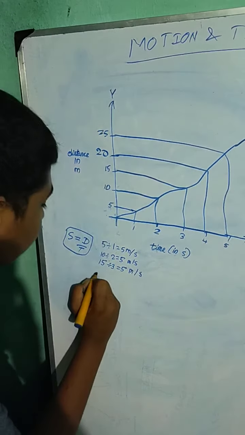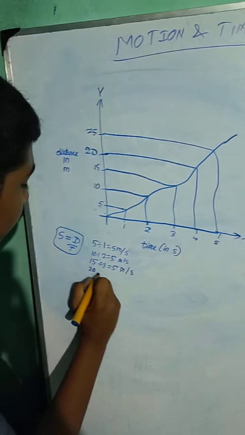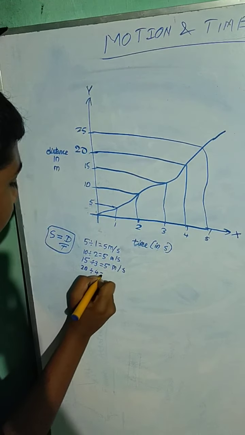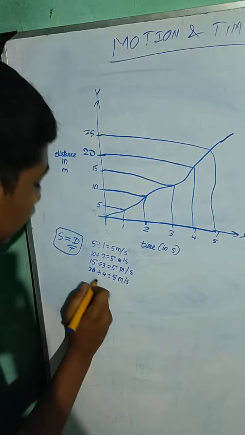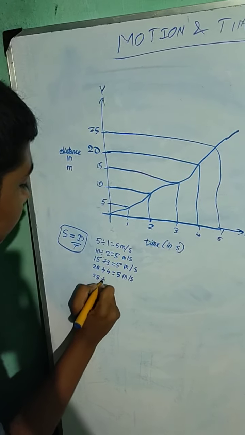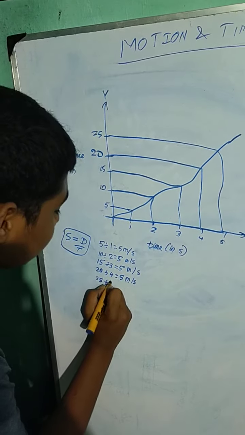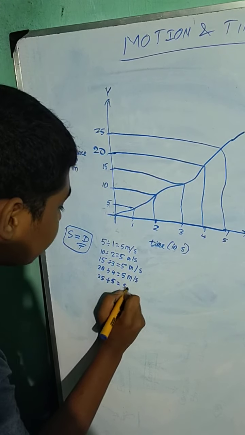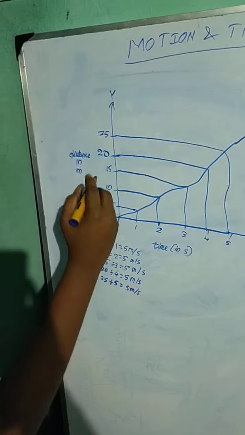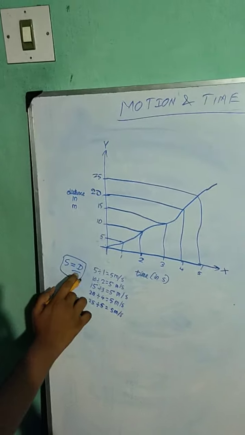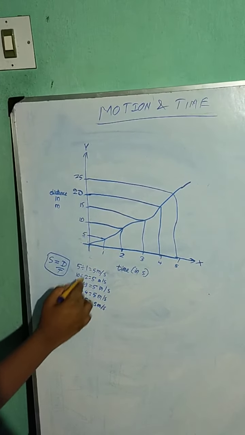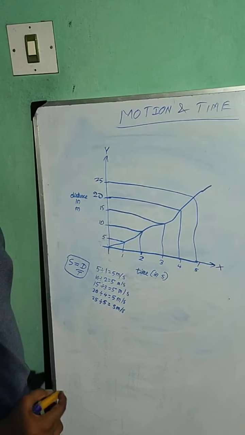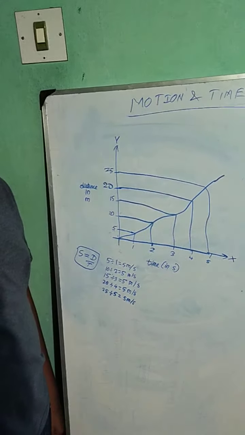Again 20 meters, 4 seconds time. 20 divided by 4 is equal to 5 meter per second, and 25 meters in 5 seconds is equal to 5 meter per second. So you can observe that the body covered all the distances in equal intervals of time. All the speed is constant. So this is the example of a distance time graph for uniform motion.